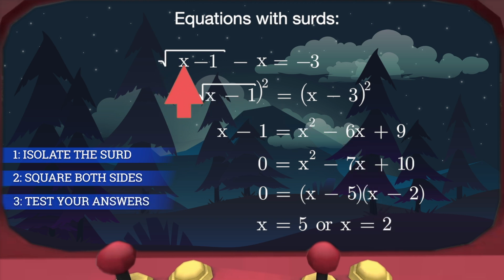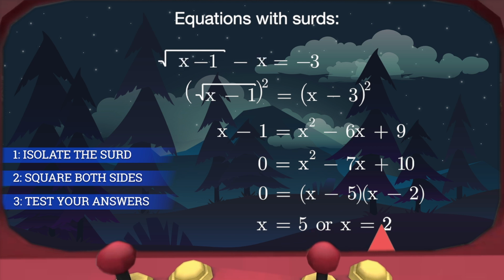But hang on, here's the last step. Whenever we have equations that contain surds, we have to test our answers. So first we're going to take this 5 and we're going to put it in x's place. And 5 minus 1 is 4, and the square root of 4 is 2. And 2 minus 5 gives us minus 3, and we are correct. So this 5 is correct.